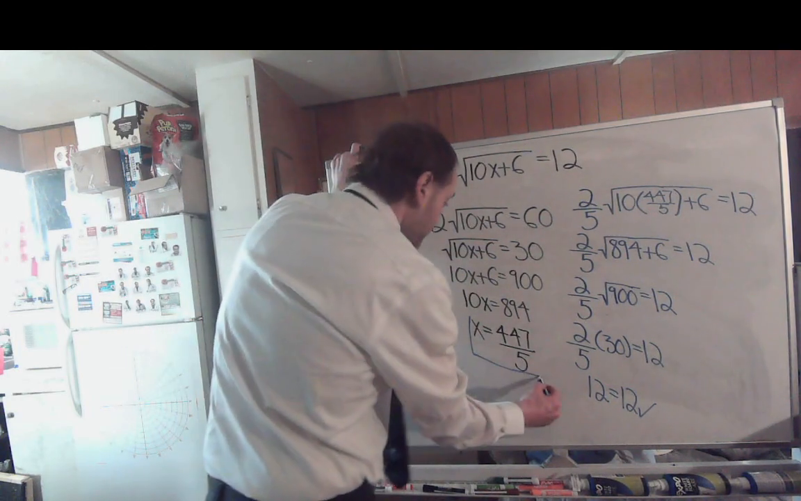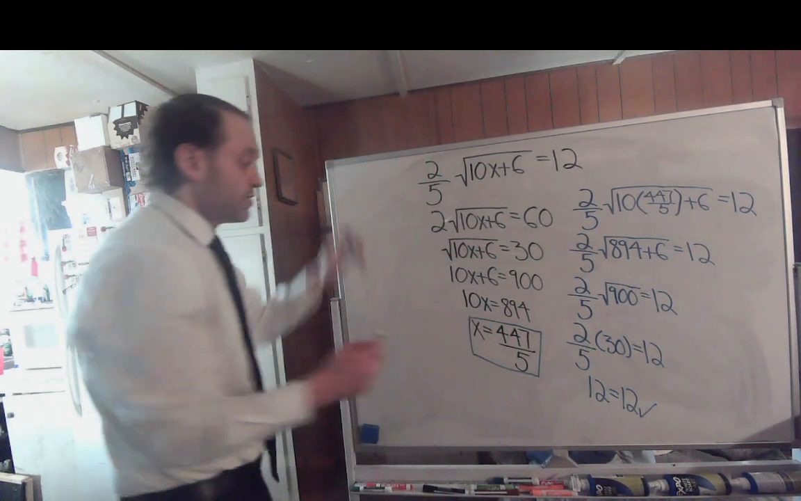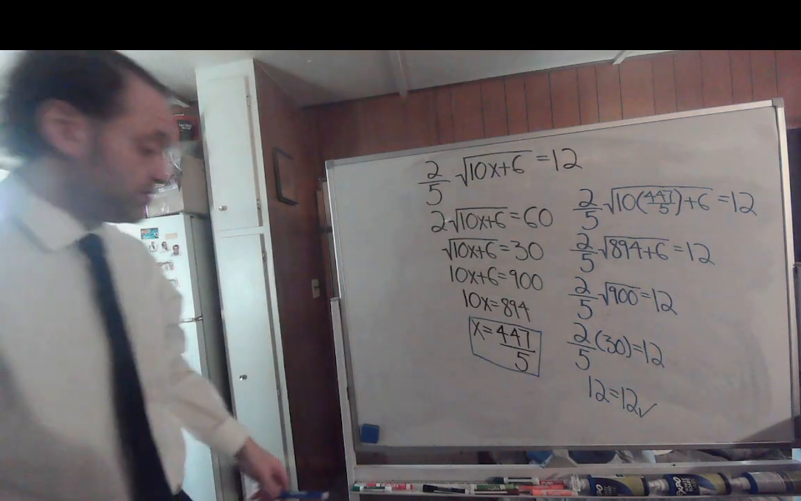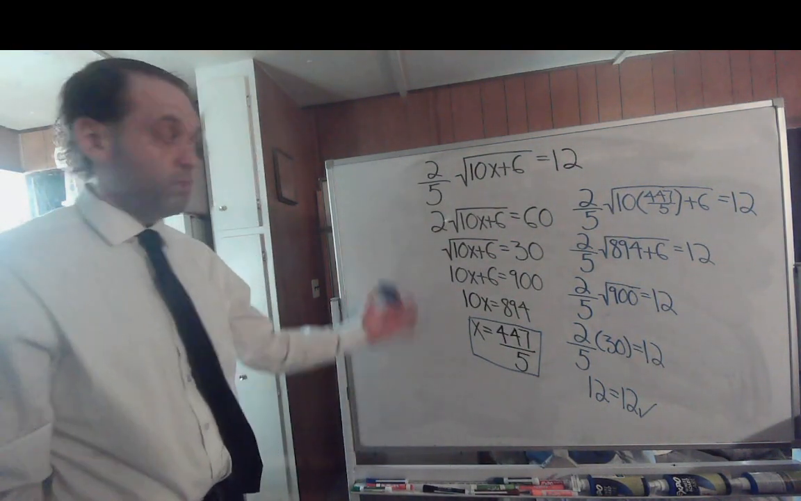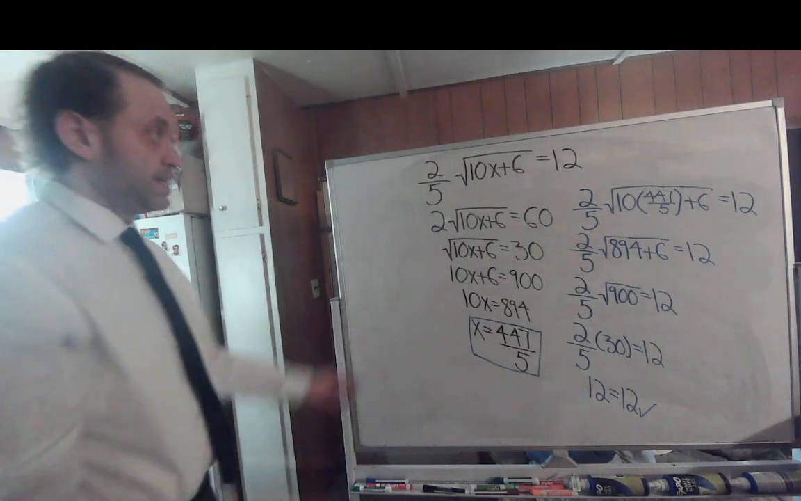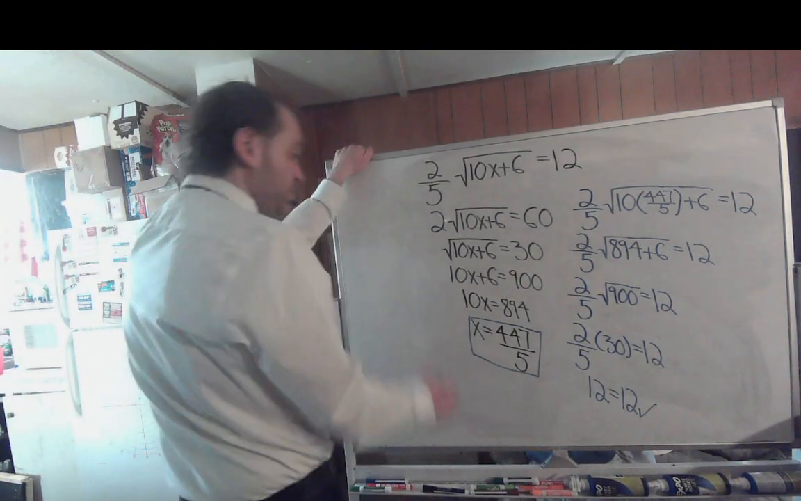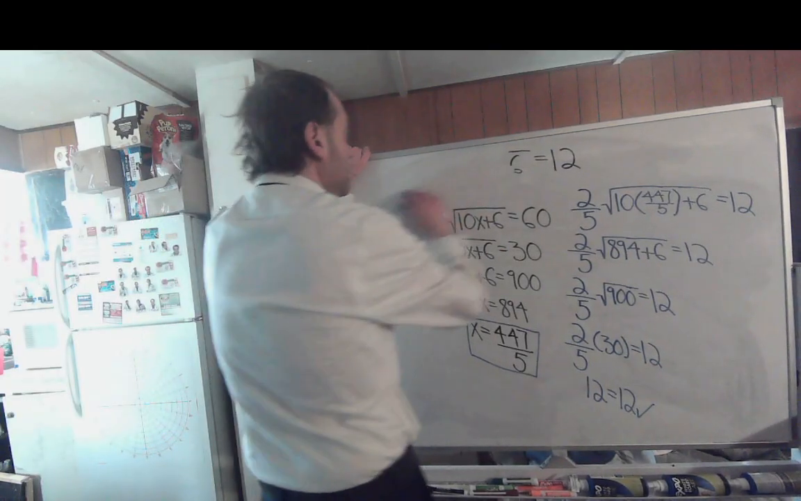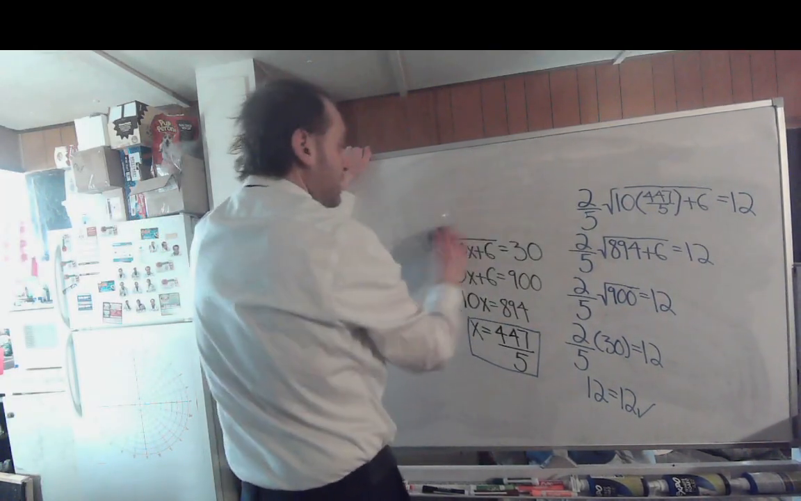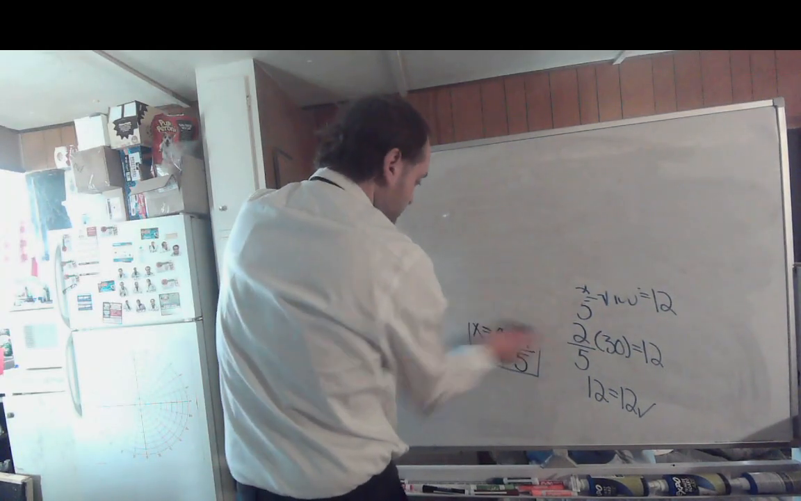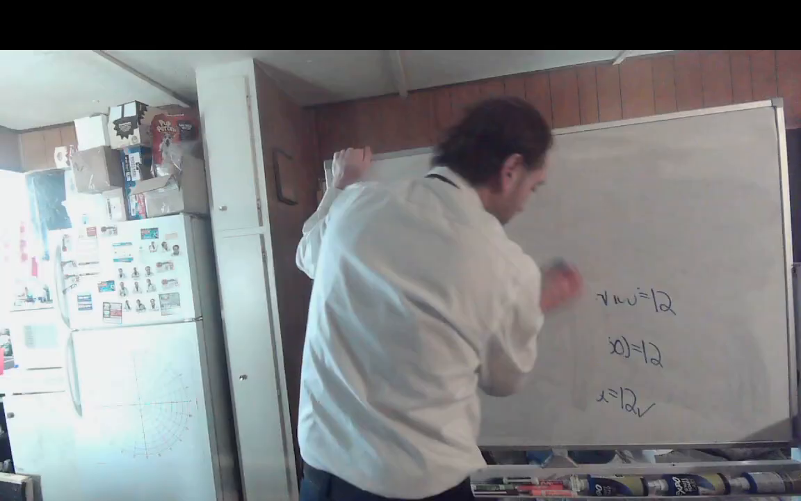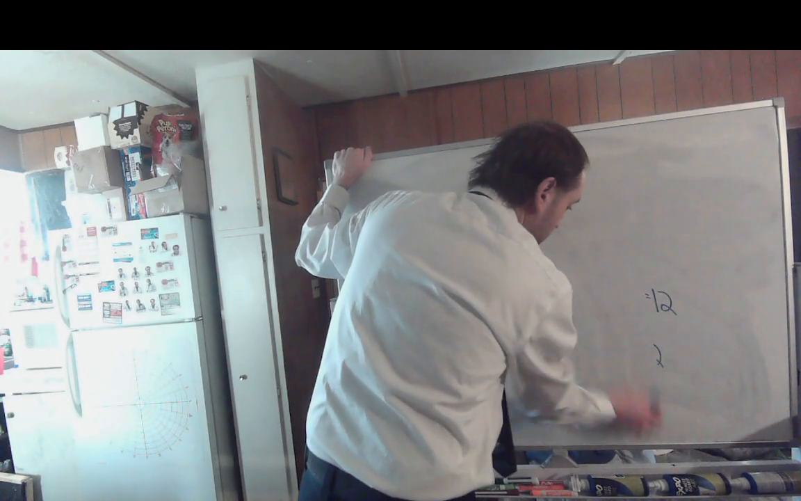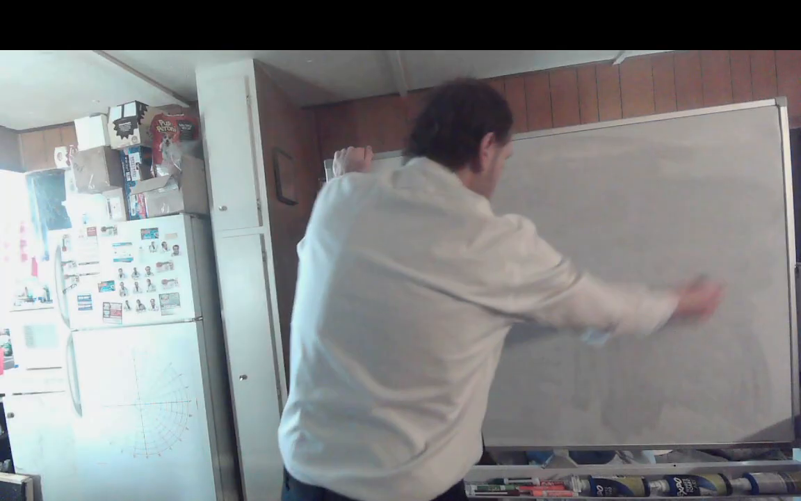So the value of x in this case is 447/5. So that was not a pretty solution, but it works. That's the actual solution. And no one said this was always going to be pretty, that's for sure. All right.